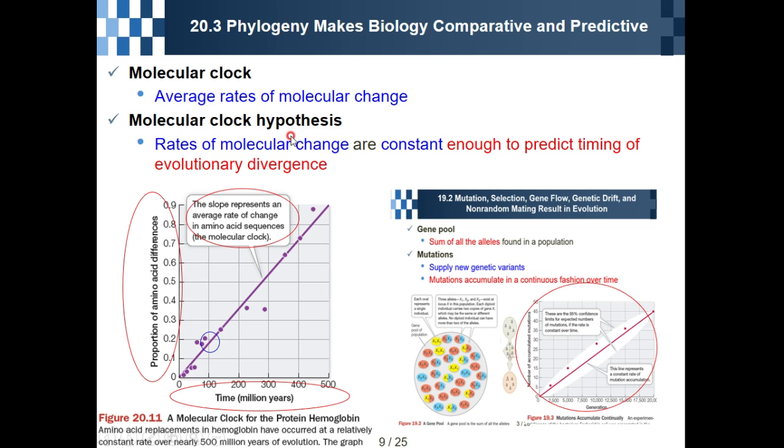For example, 100 million years later, there will be 0.2 amino acid difference. For example, 200 million years later, maybe 0.35 amino acid difference. And also 300 million years later, maybe 0.55 amino acid difference. 400 million years later, maybe 0.8, or 500 million years later, maybe 0.9 amino acid difference.